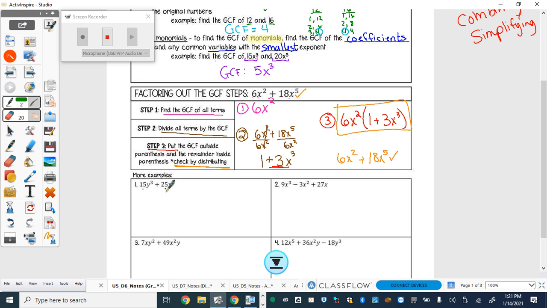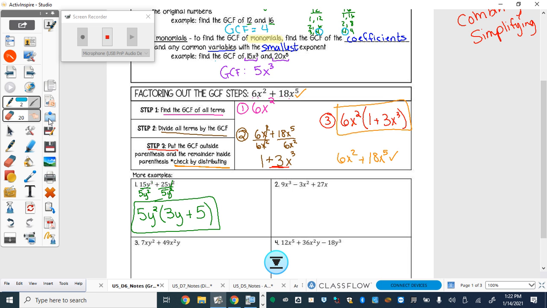15 and 25, the largest number that goes into both of those would be 5. Looking at my y's, y squared is my smallest exponent. So again, if you remember, we're going to divide both of these by 5y squared. 15 divided by 5 is 3. 3 minus 2 is 1, so I get y to the first. 25 divided by 5 gives me 5, and then these y's will cancel because they are the same exponent. So that is my final answer there.